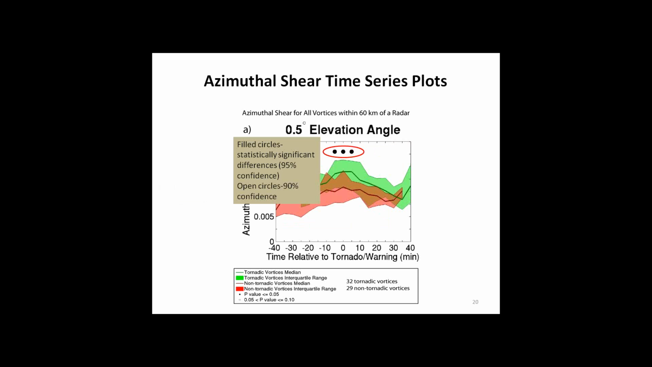I put filled circles at times when we found statistically significant differences in median azimuthal shear between the tornadic and non-tornadic vortices. Filled circles mean the difference was significant at the 95% confidence level, while open circles indicate a 90% confidence level, based on the calculated p-values.